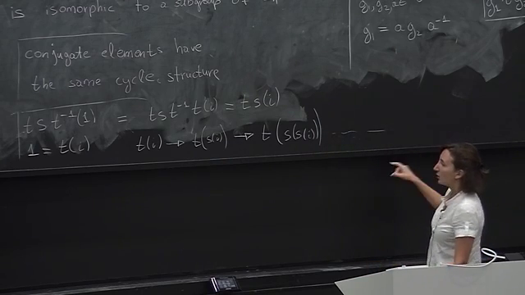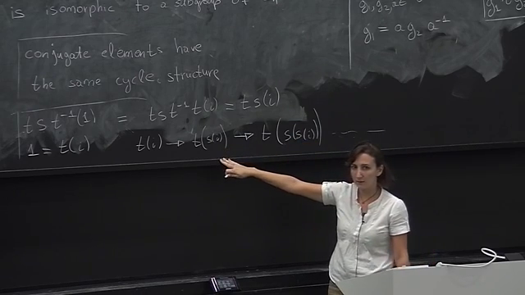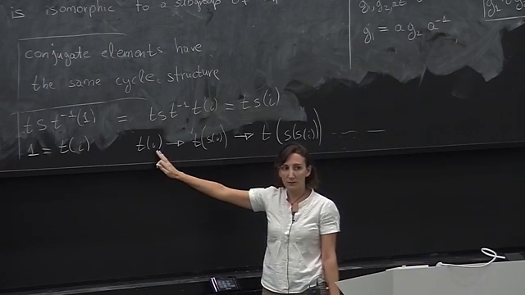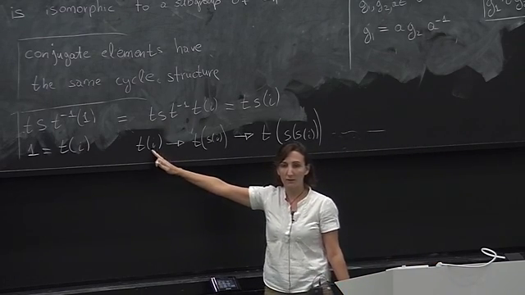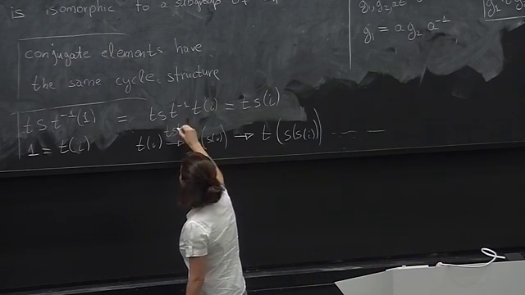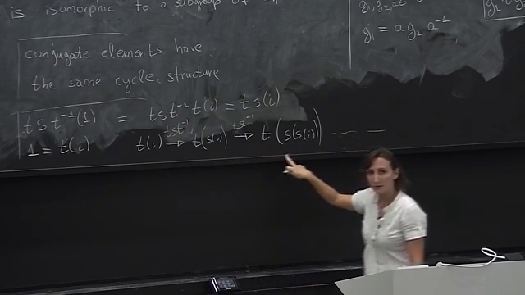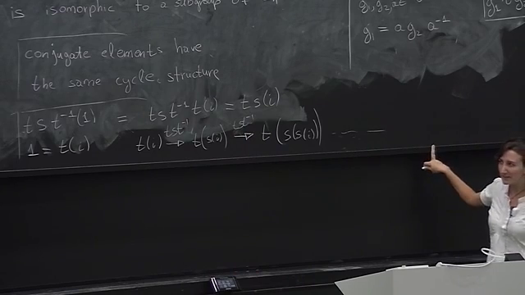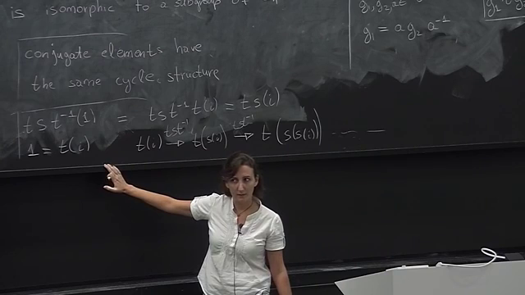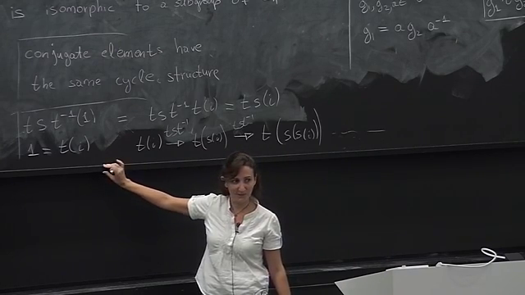And so on. When will this cycle close? When S of I goes back to I. So this cycle, which is a cycle for TST inverse, will close at exactly the same number of steps that a cycle for S will close. Does this make sense? No?